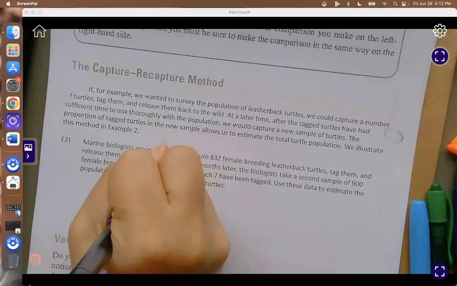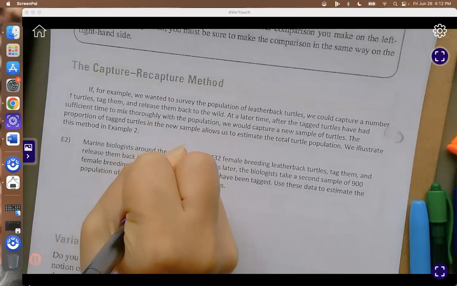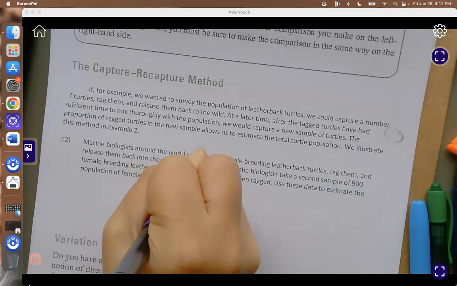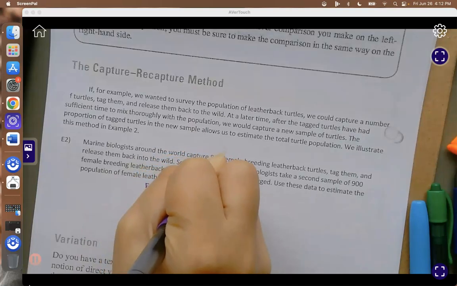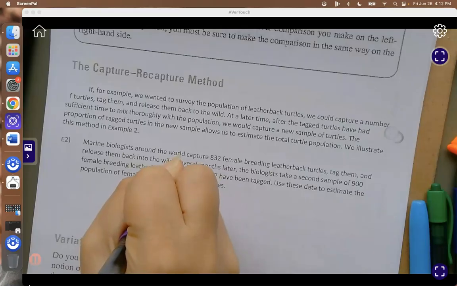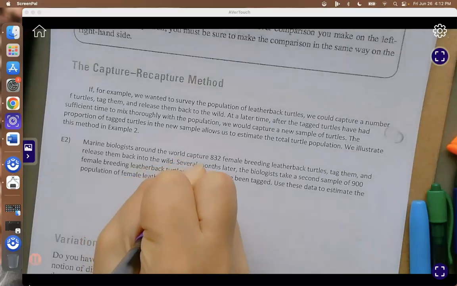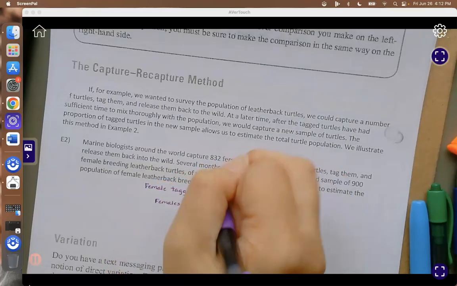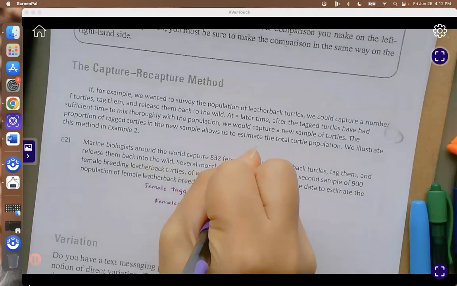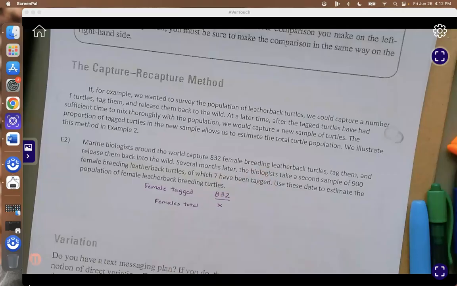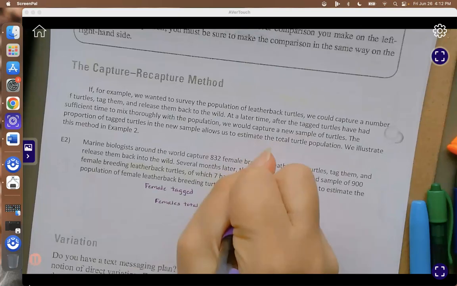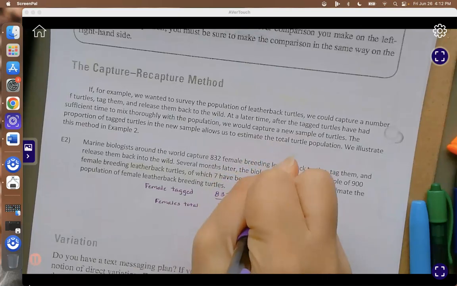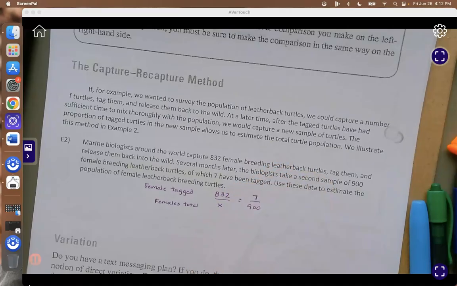So we're talking about females that are tagged over just the females total. Okay, so we captured and tagged 832 the first time. We don't know how many there were that we had. Then we had 7 that were tagged out of the 900 that were captured.